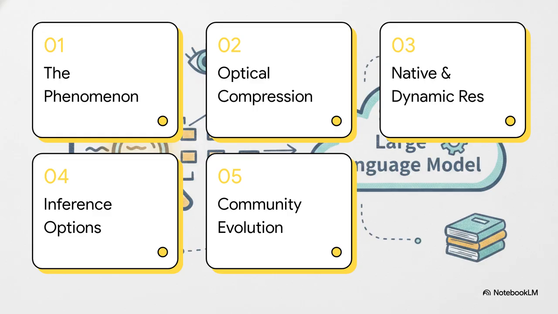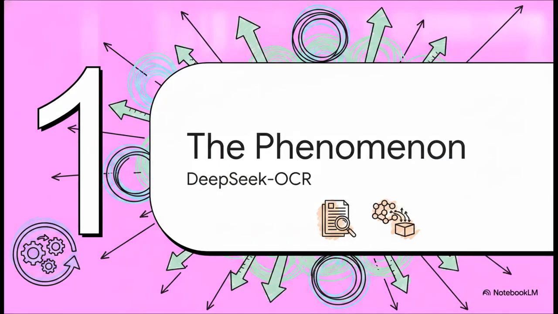We'll be covering 1. The phenomenon, 2. Optical compression, 3. Native and dynamic resolutions, 4. Inference deployment options, and finally, 5. Community evolution. All right, let's kick things off with Section 1, the DeepSeek-OCR phenomenon.